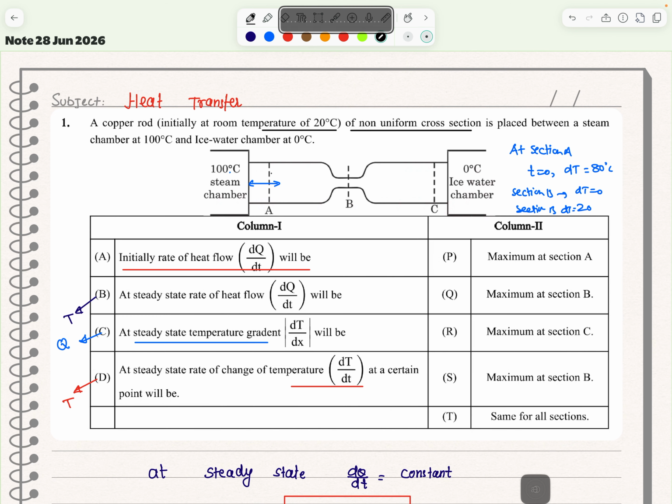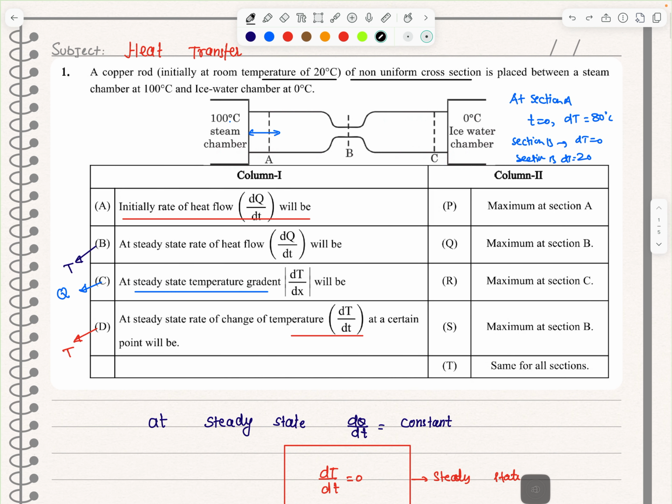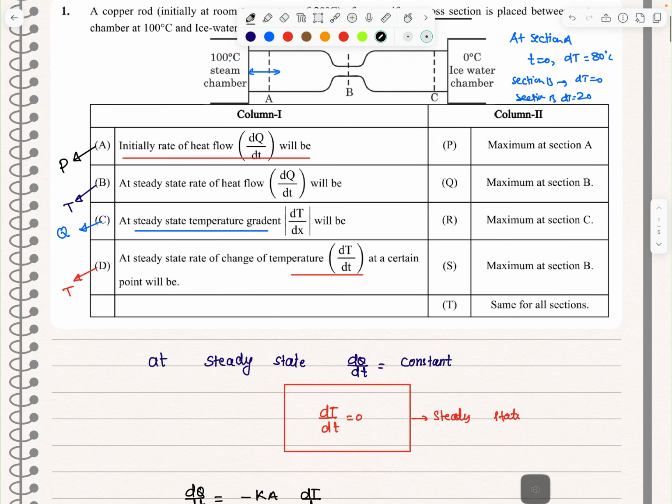So what we can say, at section A, the rate of heat transfer is maximum as compared to section C, and at B, there will be the least rate of heat transfer at t equals 0. So the initial rate of heat transfer will be maximum at section A. So A's answer will be P. B should be matched with T, C should match with Q, and D should match with T.